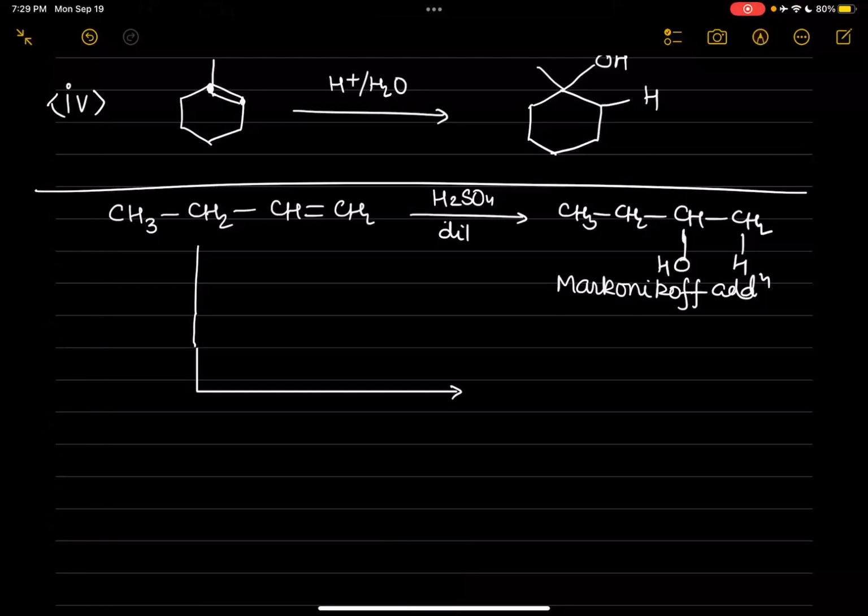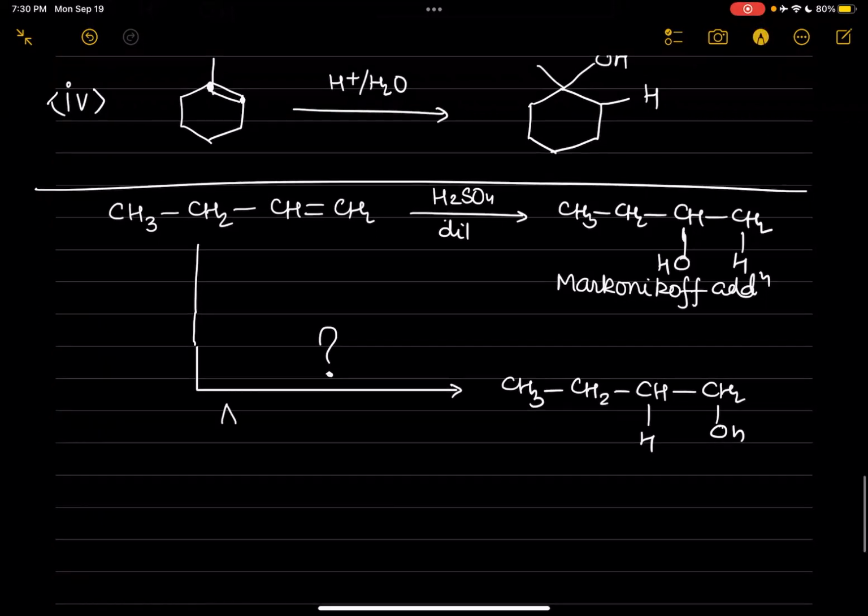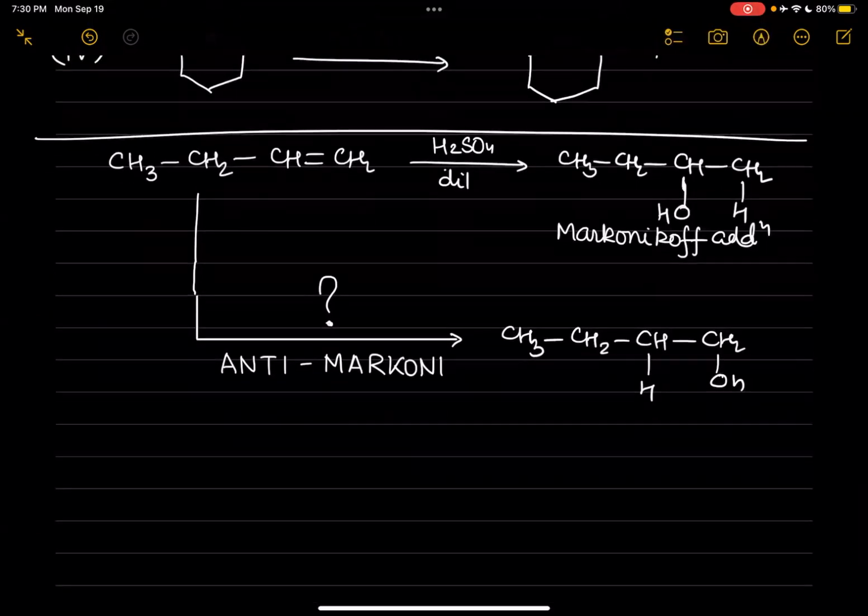Is there any way by which we can somehow put the OH on the outer carbon? Sir, anti-Markovnikov. Yeah, the pattern will be anti-Markovnikov. But this is the way by which the addition is occurring. But actually, what are the reagents? Sir, H2O2. No.